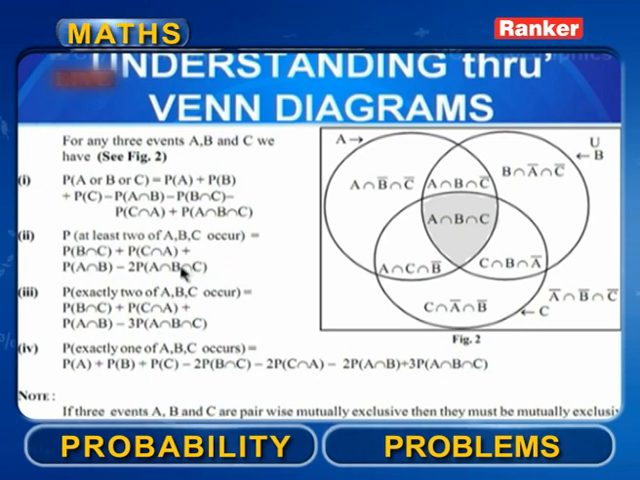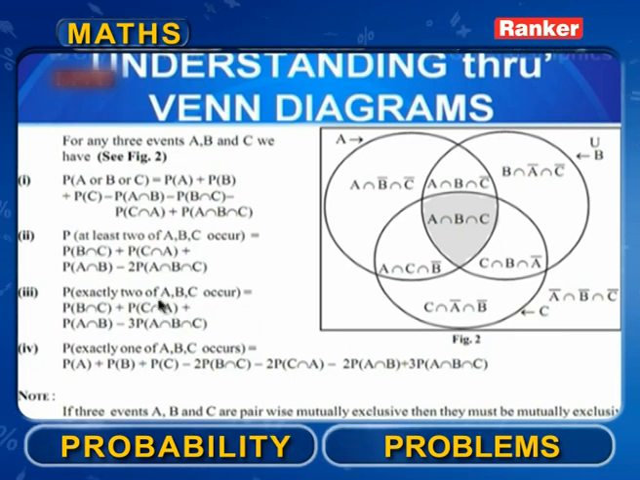For that one, you can see how it can be understood. P of B intersection C means both are occurring, plus P of C intersection A plus P of A intersection B minus twice P of A intersection B intersection C. Why minus twice? It will be subtracted because that comes thrice, so that is why we write minus 2. So that is the at least 2 case. Similarly, you can understand P of exactly 2 of ABC occur. How do you understand this?